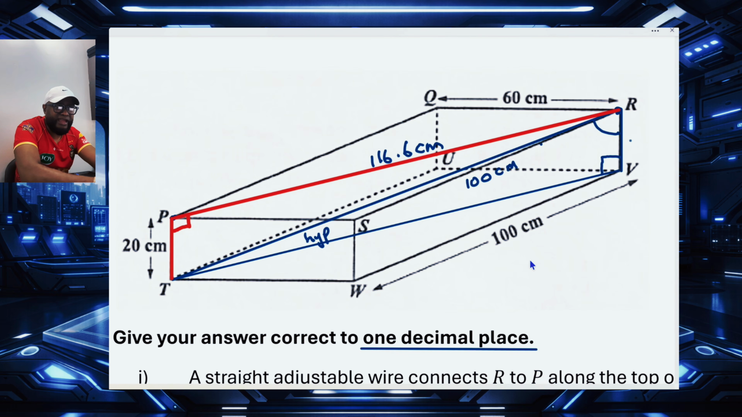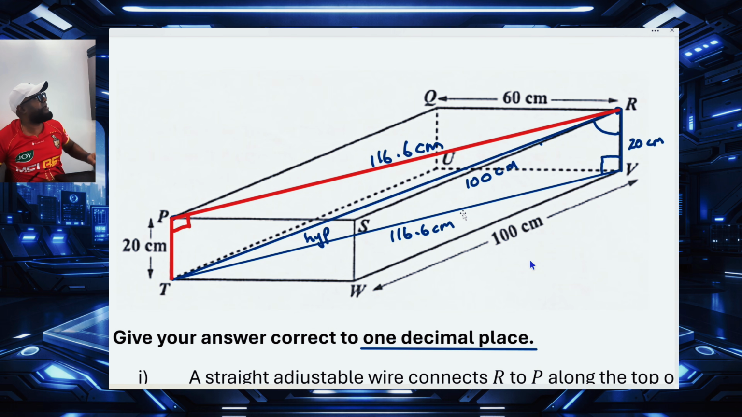Because you have here 20 centimeters, and this line at the base here is how much? The distance from V to T is 116.6 centimeters. That's the same line above there. You can see that PR is the same as TV. So we actually have all the sides, so any one of the trigonometric ratios you want to use, you'll get the same answer.